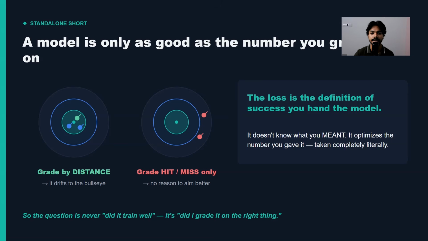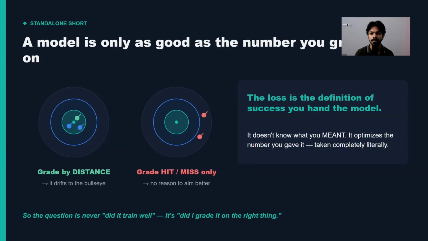Now, grade them honestly. Measure the distance from the bullseye. Big distance means a bigger number. The thrower learns to make that number smaller, and slowly, throw by throw, they drift towards the center and they get better at it. But watch what happens if you grade them lazily. Say you only tell them one thing. Did it hit the board or not?